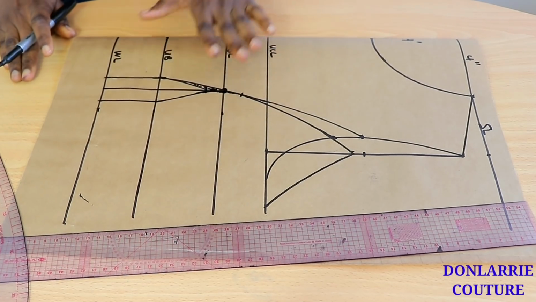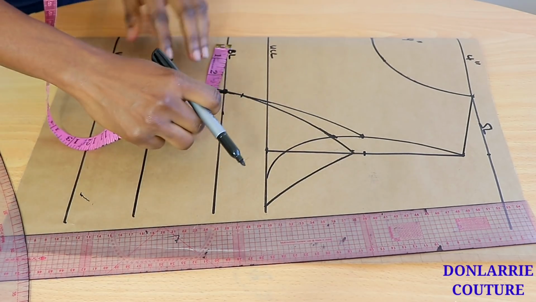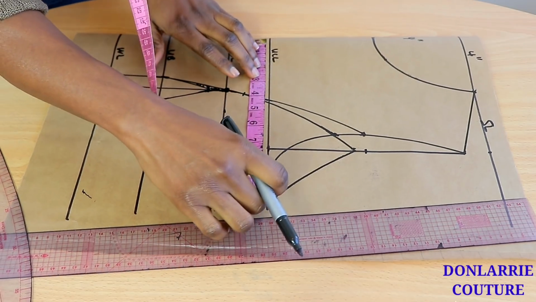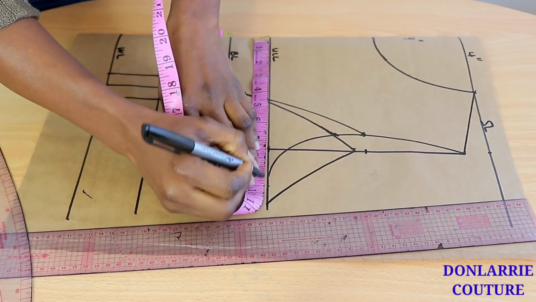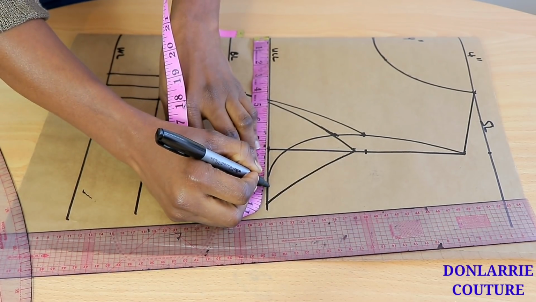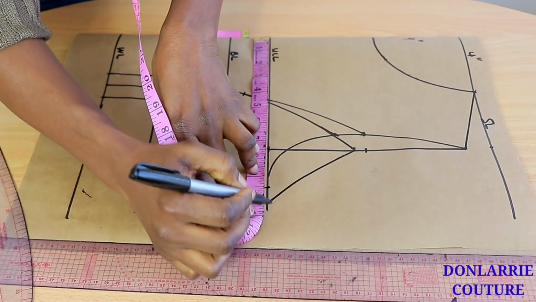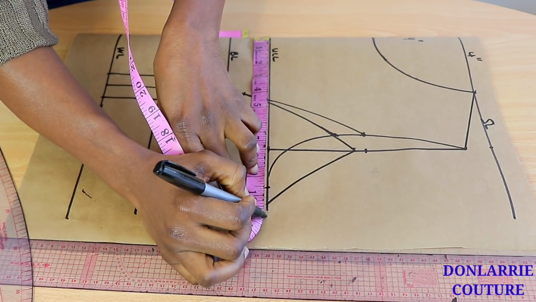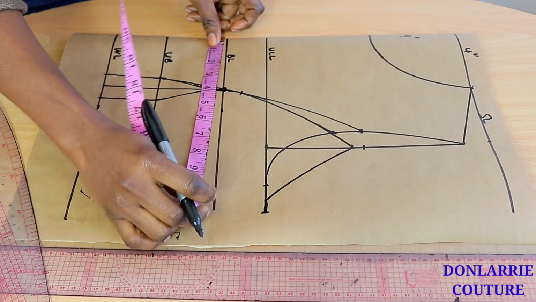So now we're going to be creating the side seam before we create our illusion or deep V neckline. To create the side seam, you divide your bust measurement by 4. The bust measurement I'm working with is 38 divided by 4. I will have 9.5 inches. So I'm marking 9.5 inches here. Now we had 1.5 inch seam allowance.